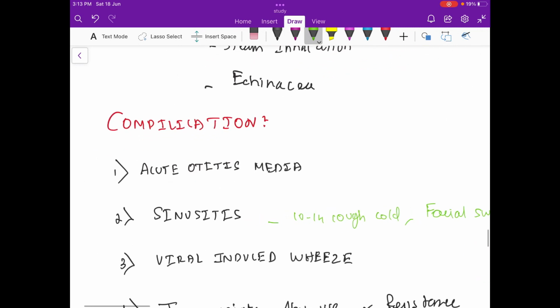Okay, coming to the complications of upper respiratory tract infection. Upper respiratory tract infection can cause acute otitis media. The pathogenesis is simple: because the upper respiratory tract gets infected, there is swelling and edema, there will be blockage of the eustachian tube, and the middle ear gets swelled up, and you have a child who had a URI 2-3 days back, comes to you with complaints of ear pain and discharge in the ear. This is acute otitis media.